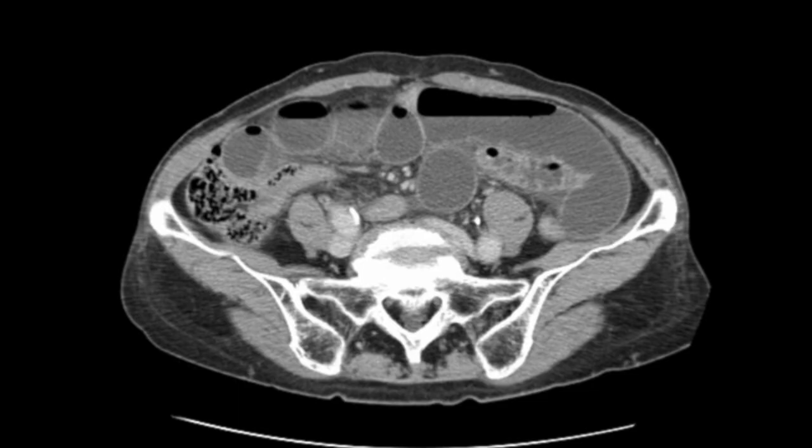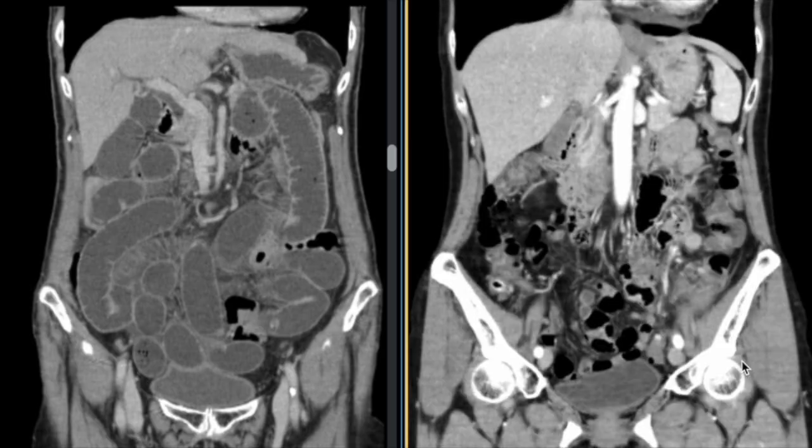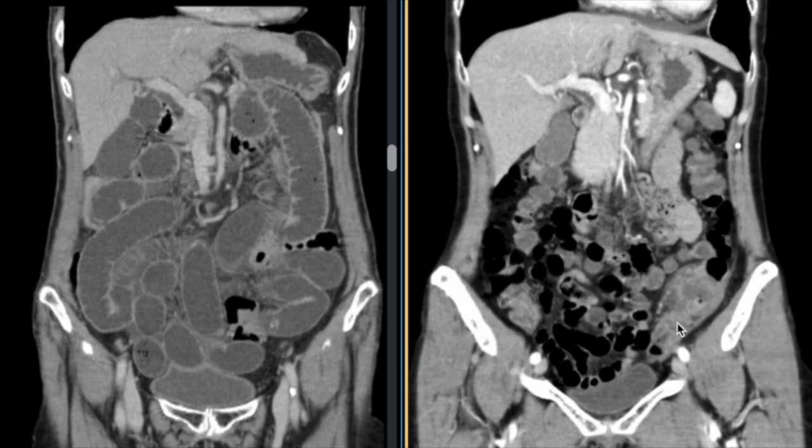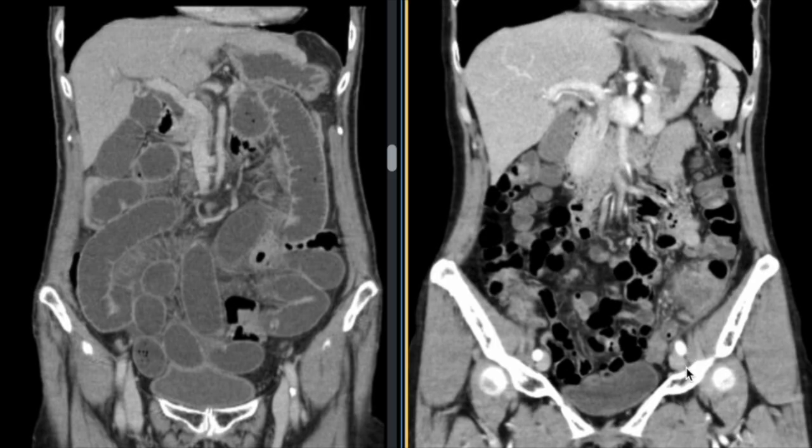Now, let's place images of the normal small intestine and of ileus side by side in coronal view, which is the orientation seen from the front, and compare them. In the normal small intestine, there is no dilation at all. It's collapsed. Because it isn't distended, it's impossible to trace the entire small intestine.